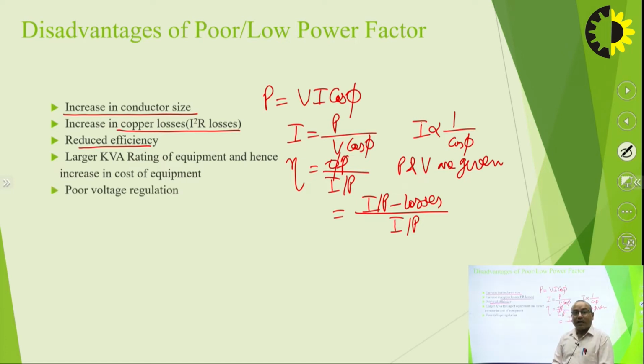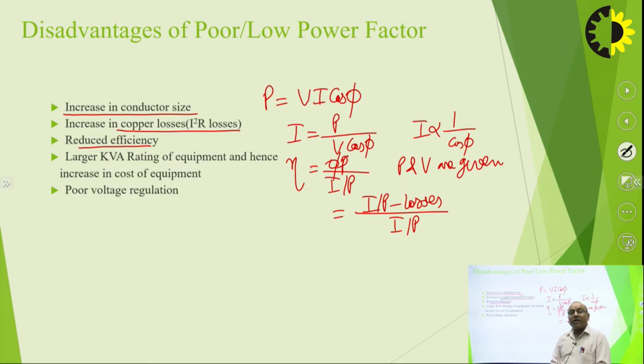Another problem is poor voltage regulation. Why does it happen? When current increases in the line due to poor power factor, which we have already discussed, voltage drop also increases due to this, and due to the increase in voltage drop, the voltage variation increases, and with the increase in voltage variation, the voltage regulation becomes bad or poor. So that is another issue due to this poor power factor.